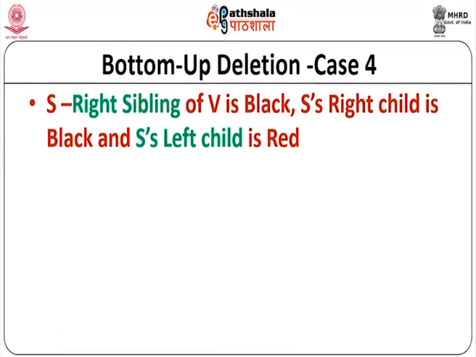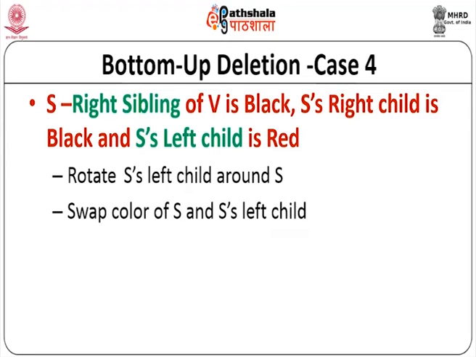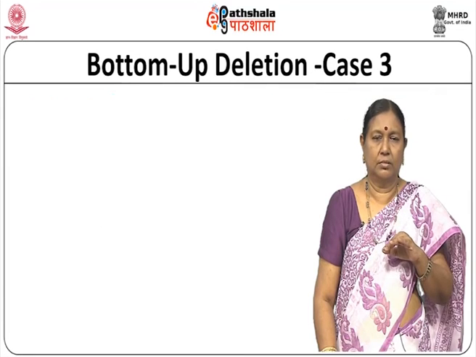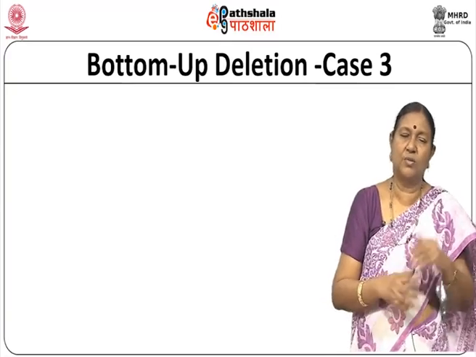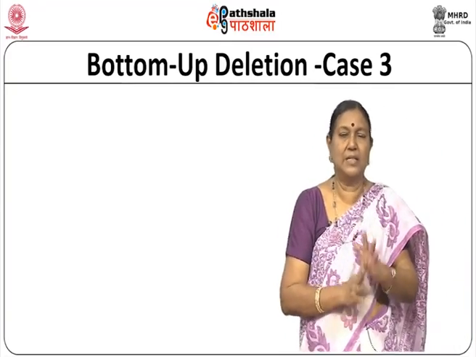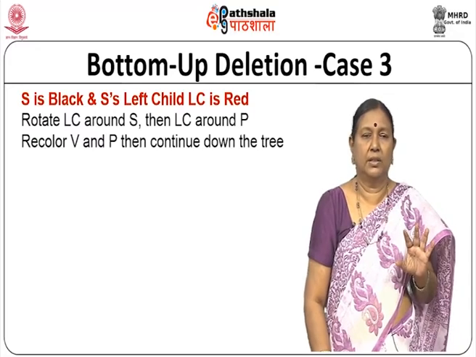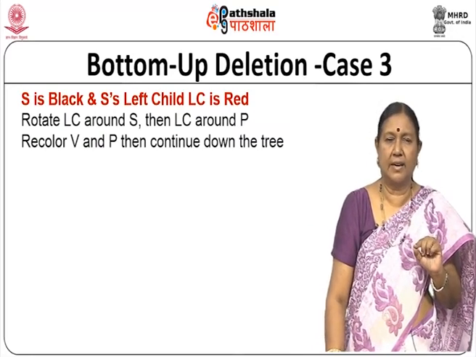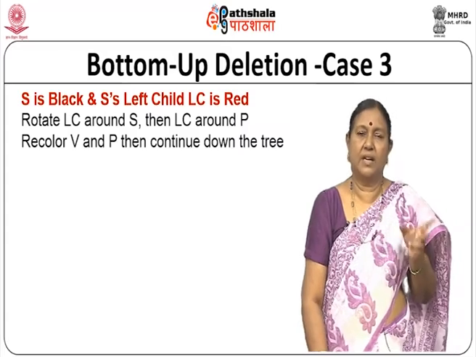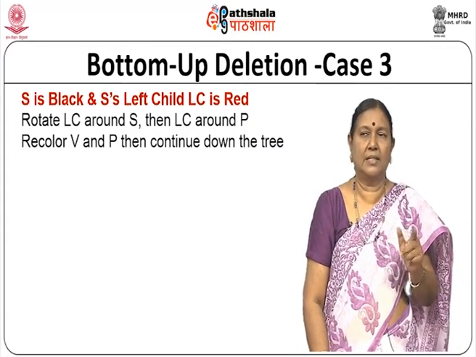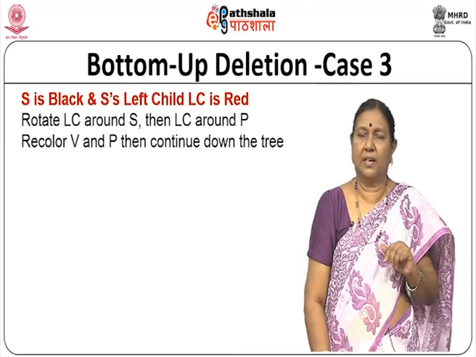So, the next case is: S, the right sibling of V, is black, S's right child is black and S's left child is red. So, rotate S's left child around S. So, one more extra rotation, swap the colors of S and S's left child. Now, we go back to case 3. So, the problem with deletion is you will always finally have to come up with one case where you terminate. Okay. So, here we have S is black, S's left child L is red. Rotate that left child around S and then rotate LC around P, recolor V and P and then continue down the 3.